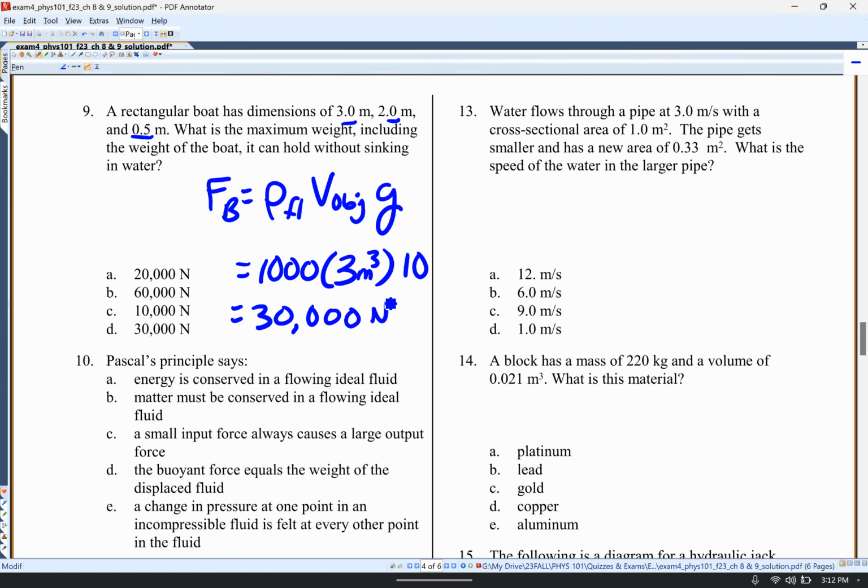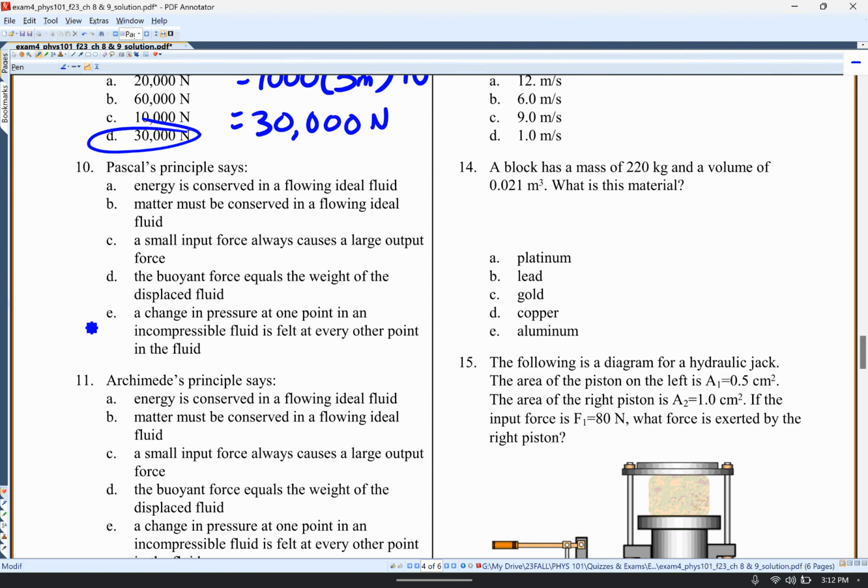Pascal's principle, just need to know what Pascal's principle is, a change in pressure at any one point. And then likewise, the same options, but for Archimedes' principle, the buoyant force is equal to the weight of the displaced fluid.